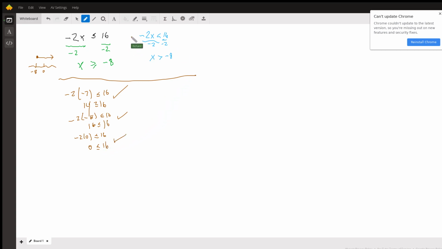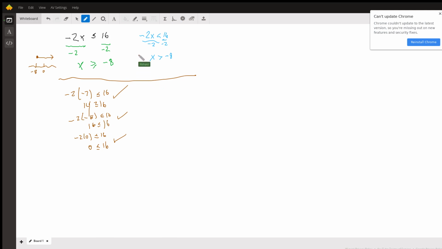And so that's the way you would check your work. You could take anything in this region. I prefer to check an endpoint, if there is an endpoint. I kind of like to use those endpoints. That was this middle example.